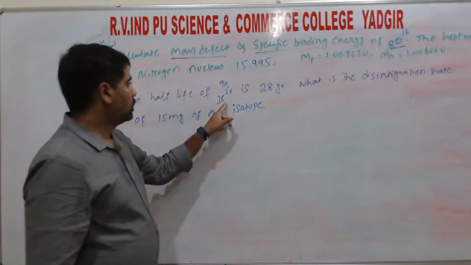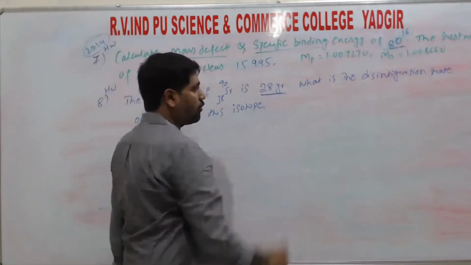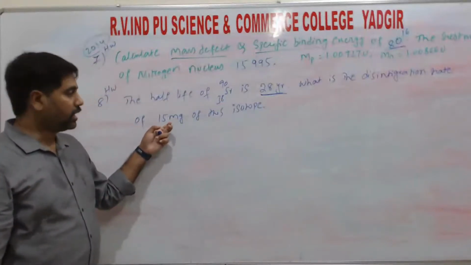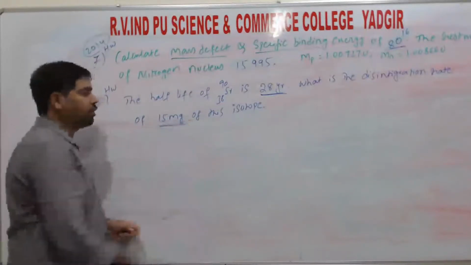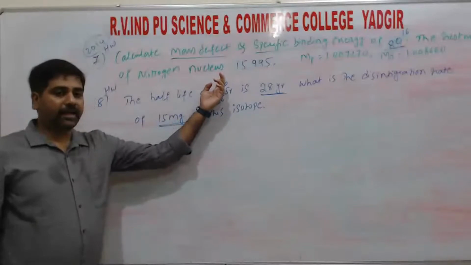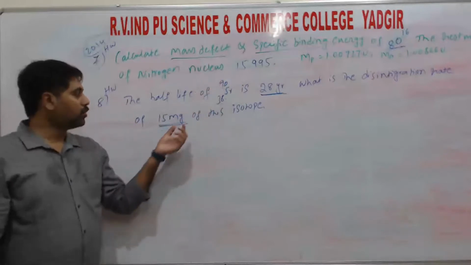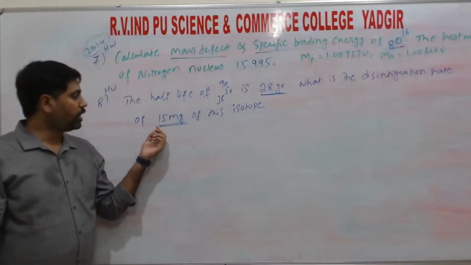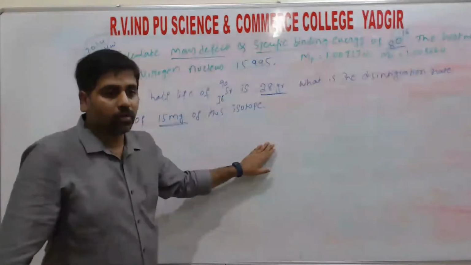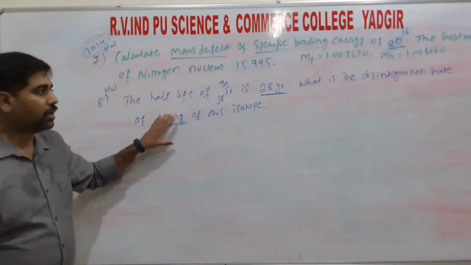The half-life of strontium 90 is 28 years. Here they gave the half-life and we need to find the disintegration rate of 15 mg, right? First we need to convert the 15 mg into the number of atoms. In 90 grams there are 6.023 into 10 to the power of 23 atoms. So we need to find it for 15 grams, that is 15 times 6.023 into 10 to the power of 23 divided by 90. Then we get the number of atoms present in 15 grams, right?